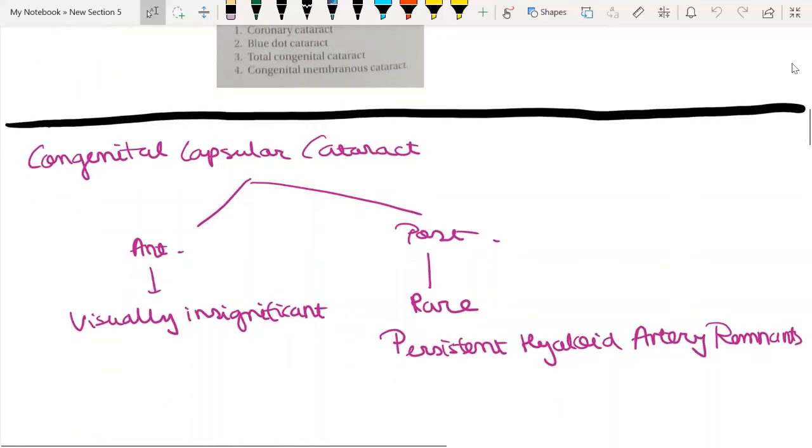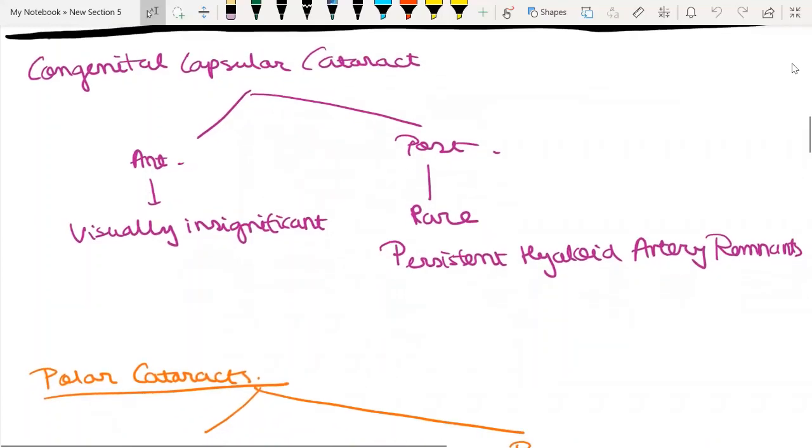So the first one that we are going to talk about is the congenital capsular cataract. It includes an anterior and a posterior type. The anterior type is actually visually insignificant. The posterior type is rare and is associated with persistent hyaloid artery irregularities.